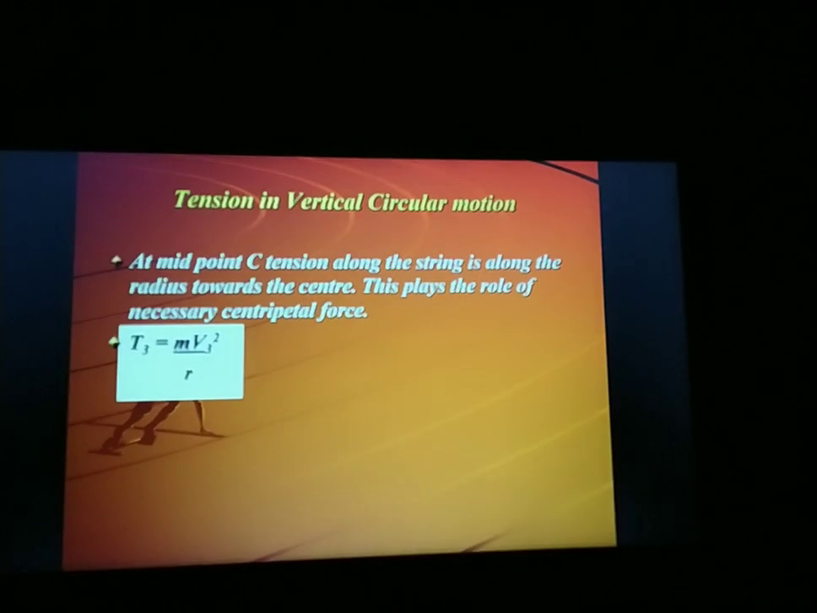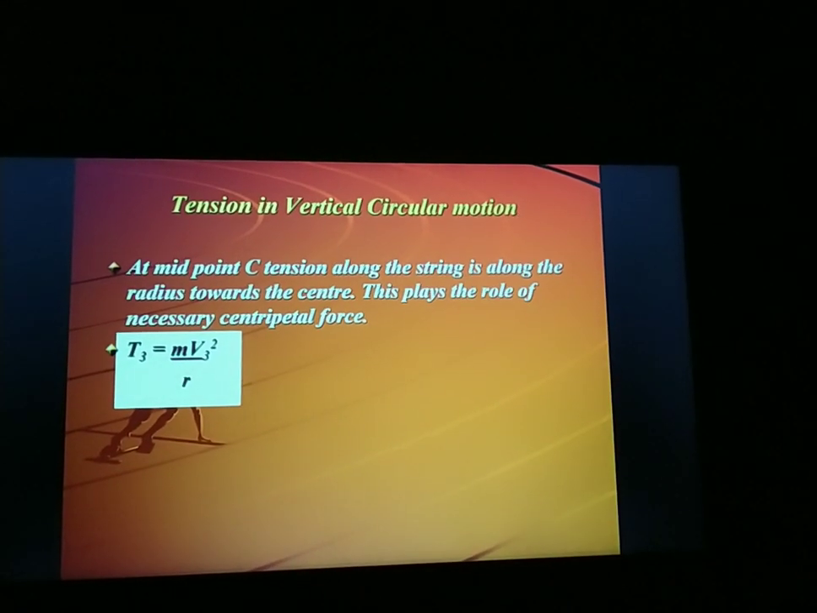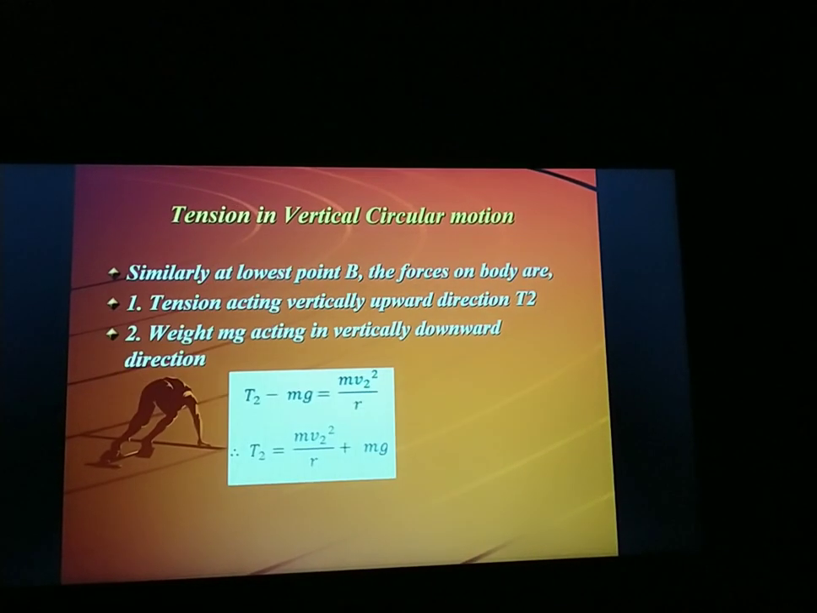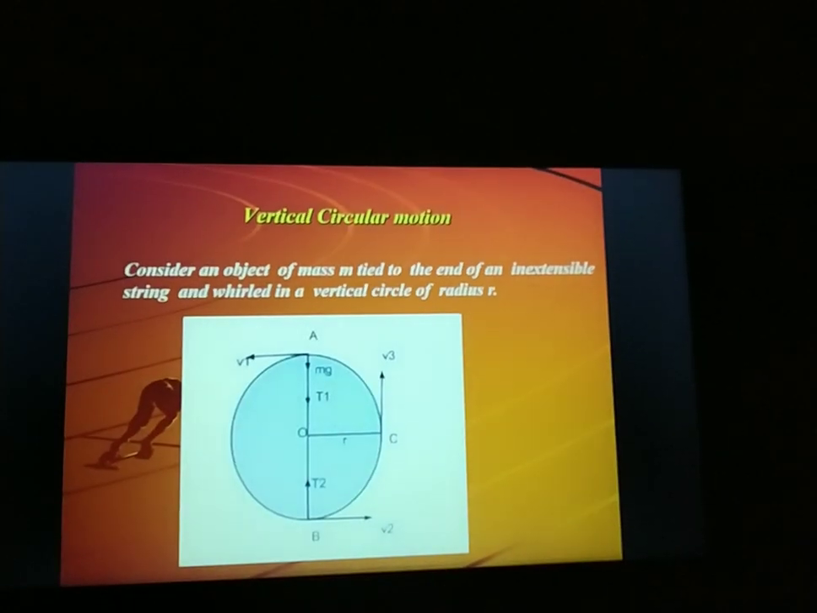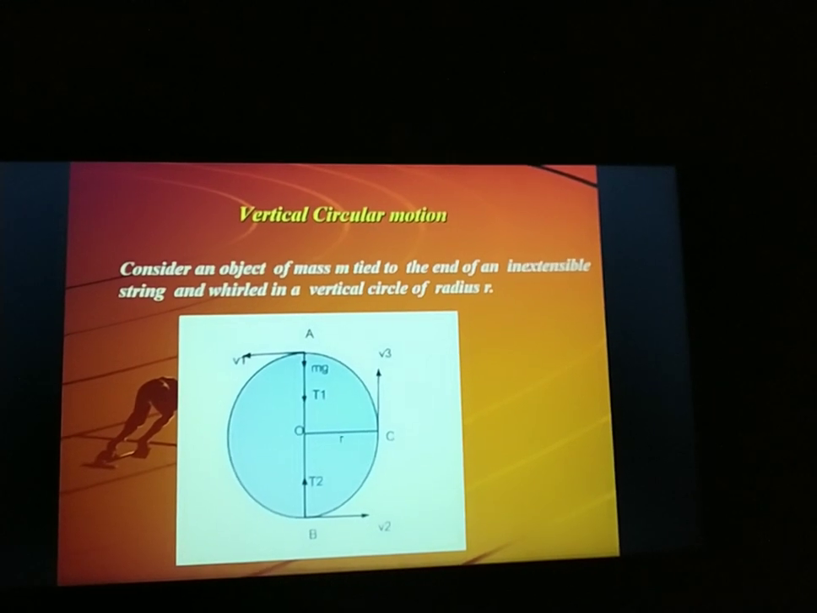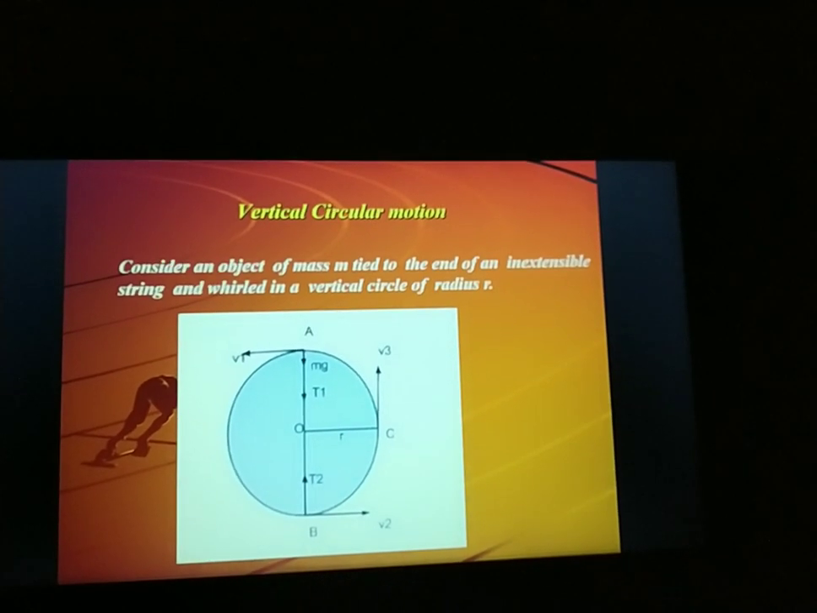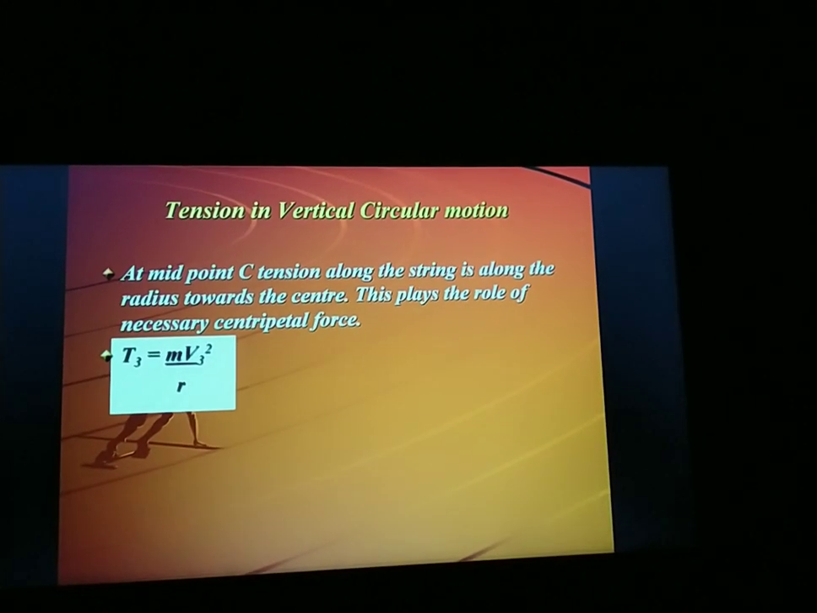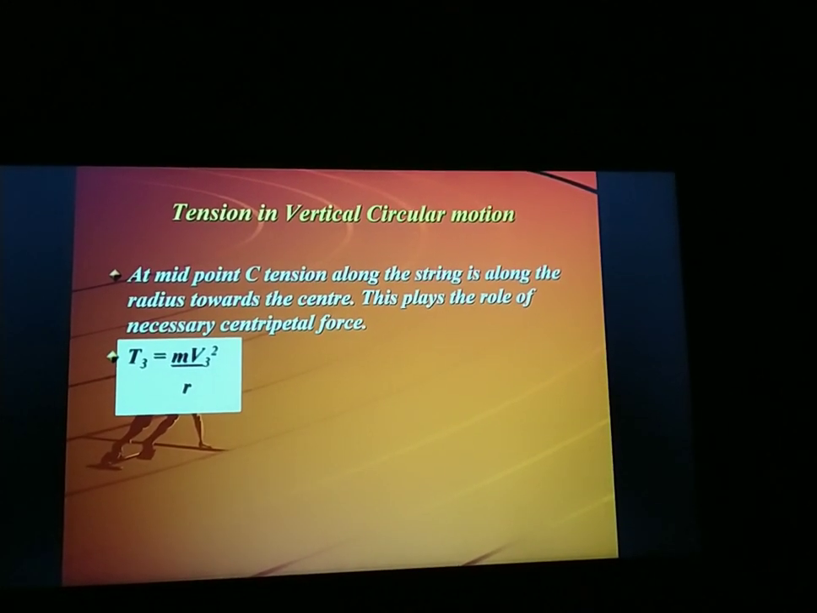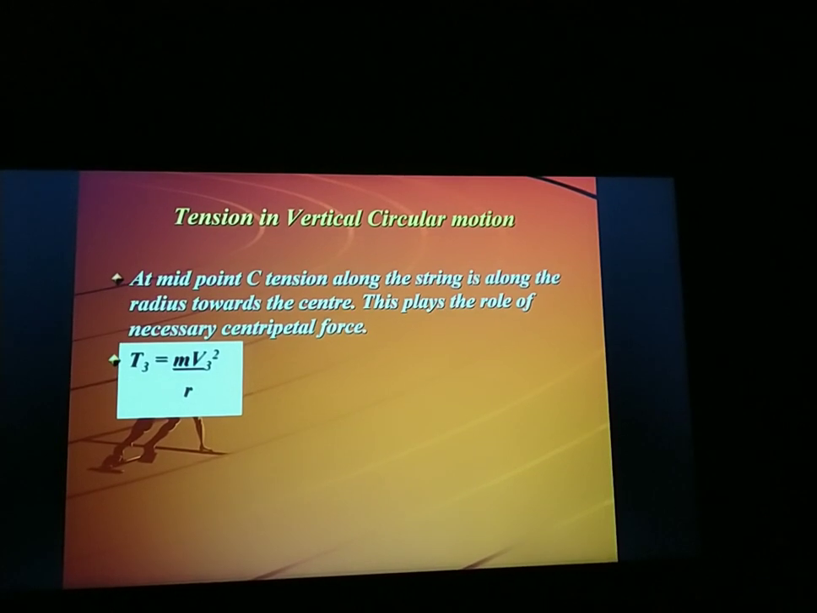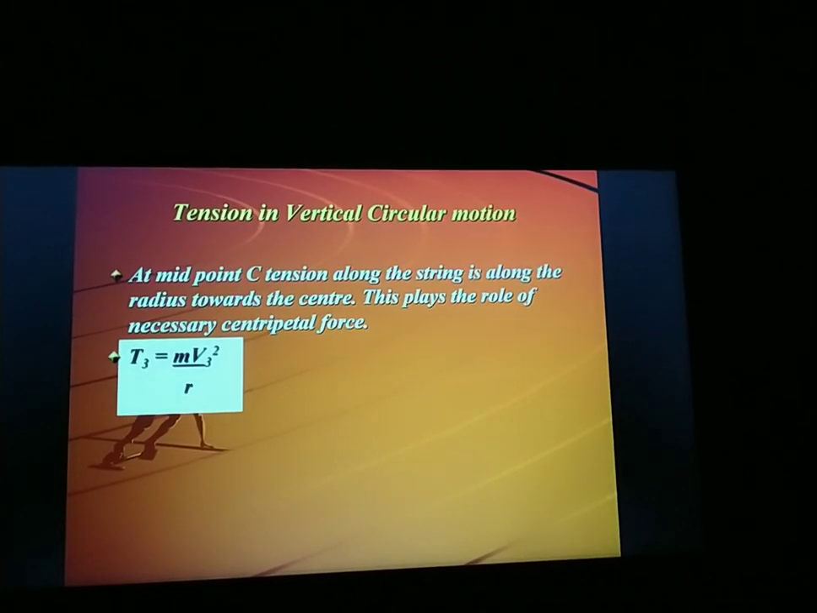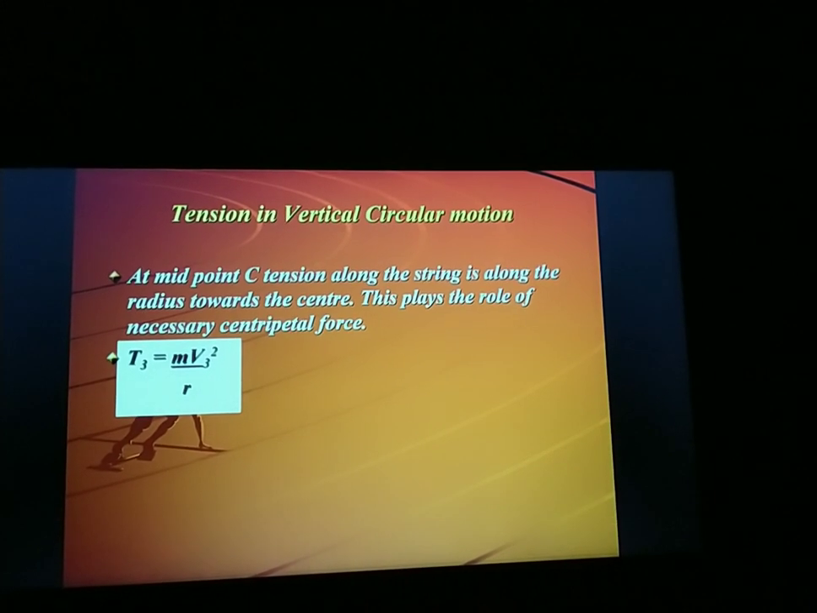Similarly, if you are writing the expression for tension at the mid position of the vertical circle, you already know in the figure, the tension will be along the radius towards the center. So the tension in the string will be nothing but the centripetal force. So you can directly write T3. Suppose we are taking the tension at the mid position at point C, T3 will be mv3 square upon r.